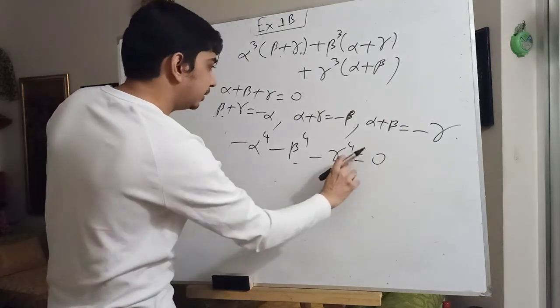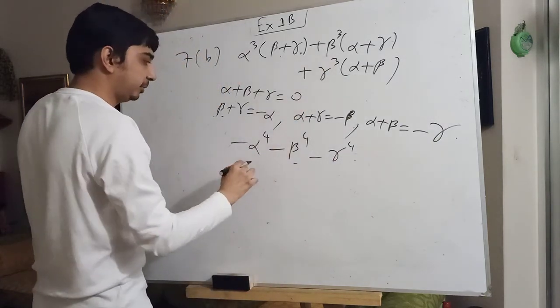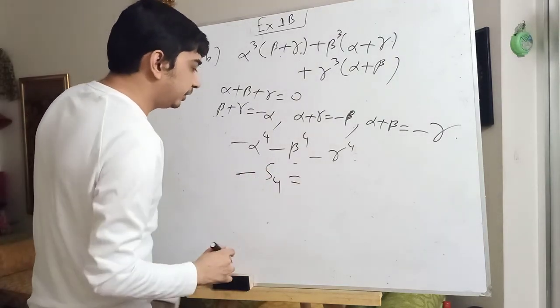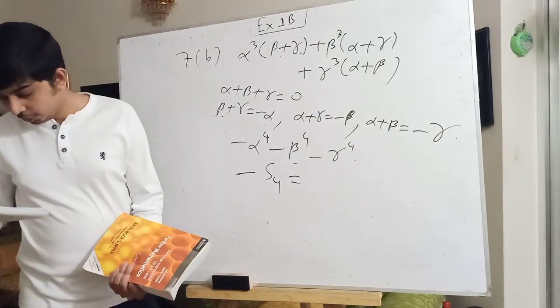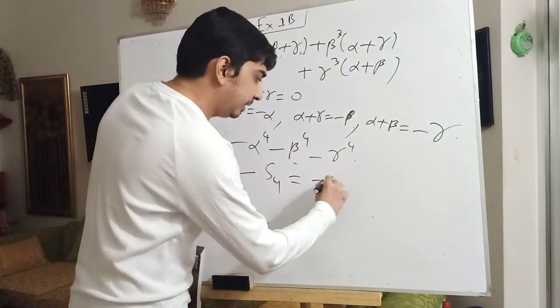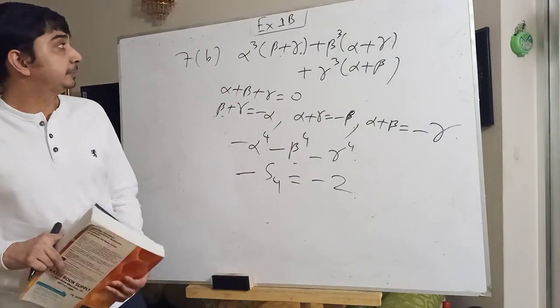So this expression turns into this expression. If I take the minus out, it is minus S4, and the value of S4 we found to be 2. So minus S4 is equal to minus 2. Okay, so that's the end of this sum.